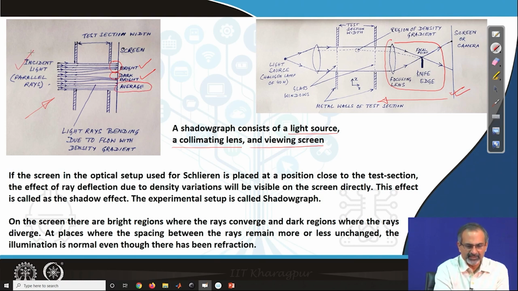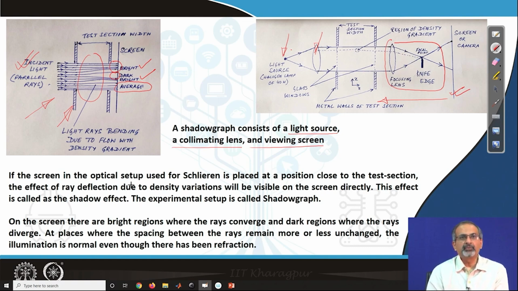These incident parallel light rays are produced by the light source and the lens on the other side of the tunnel. This is the test section of the tunnel as usual. This is the region where density gradients exist.